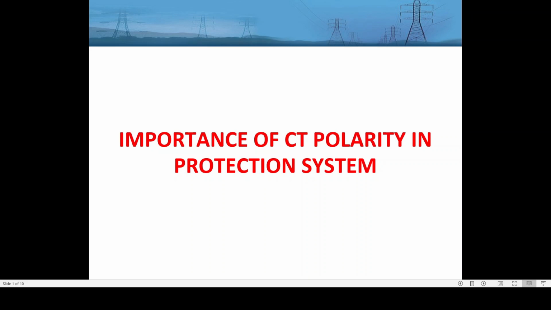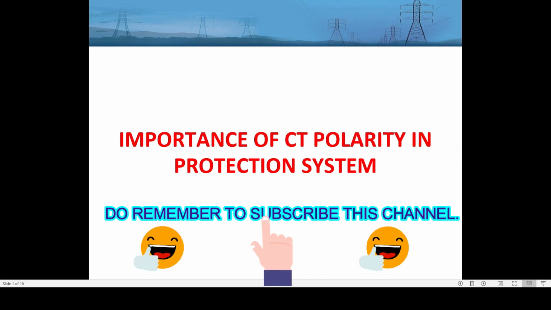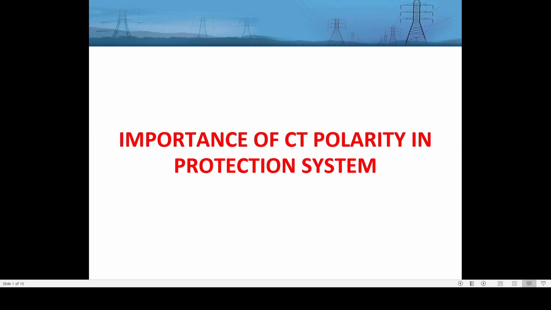Now, this topic, the importance of CT polarity in protection system, is applicable for all the sessions. That is, it is applicable for transmission line protection, transformer protection, bus bar protection, reactor protection, that means shunt reactors, line reactors, bus reactors, all types of reactors, motors, generators, everywhere. The importance of CT polarity is very, very high. In this session, we are going to discuss the importance of CT polarity and basically the importance of CT star point in case of transmission line protection.